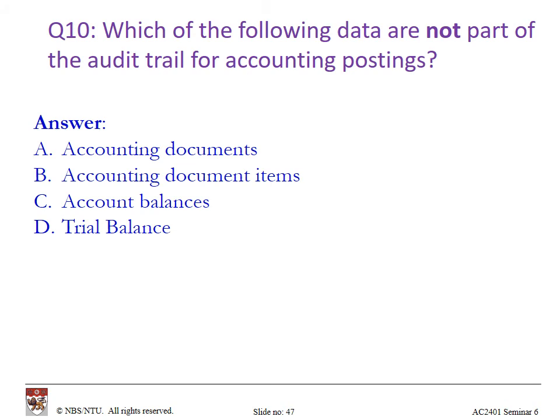Question 10. Which of the following data are not part of the audit trail for accounting postings? The options: accounting documents, accounting document items, account balances, trial balance. The answer is trial balance. The trial balance is the final tally of GL accounts that shows the debit or credit balances in each of these, and it is not part of the audit trail.